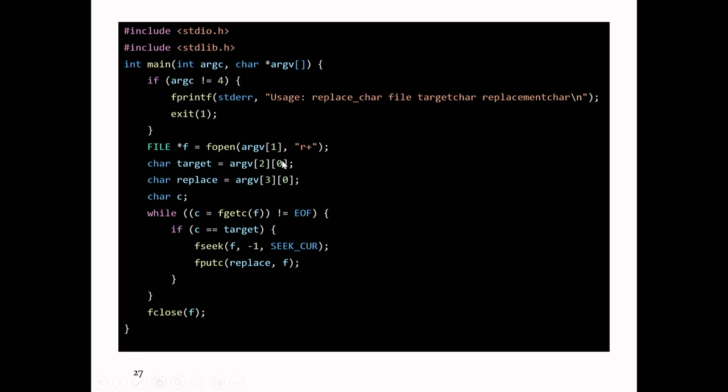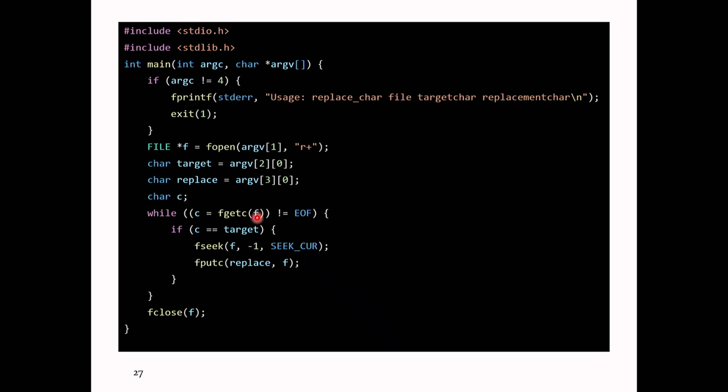Okay, so this program here is going to replace all instances of a specified character in a file. So we're going to open up a file, that one. I'm going to look for a target character. For every instance of the target character, I'm going to replace it with a replacement character.